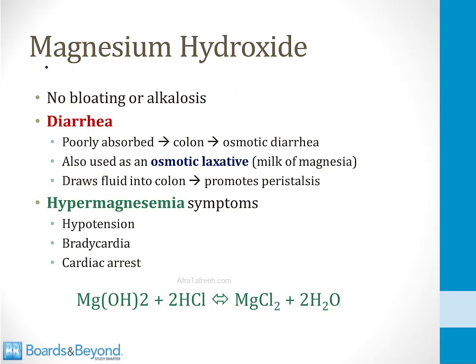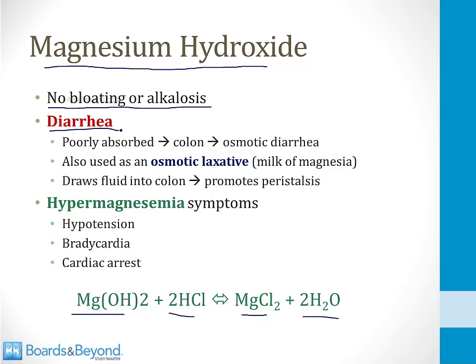The final antacid we'll discuss is magnesium hydroxide. Its chemical formula is Mg(OH)2, so it reacts with hydrochloric acid to form magnesium chloride and water. There's no carbon dioxide formed, so there's no bloating or alkalosis with this antacid. Its major side effect is diarrhea.